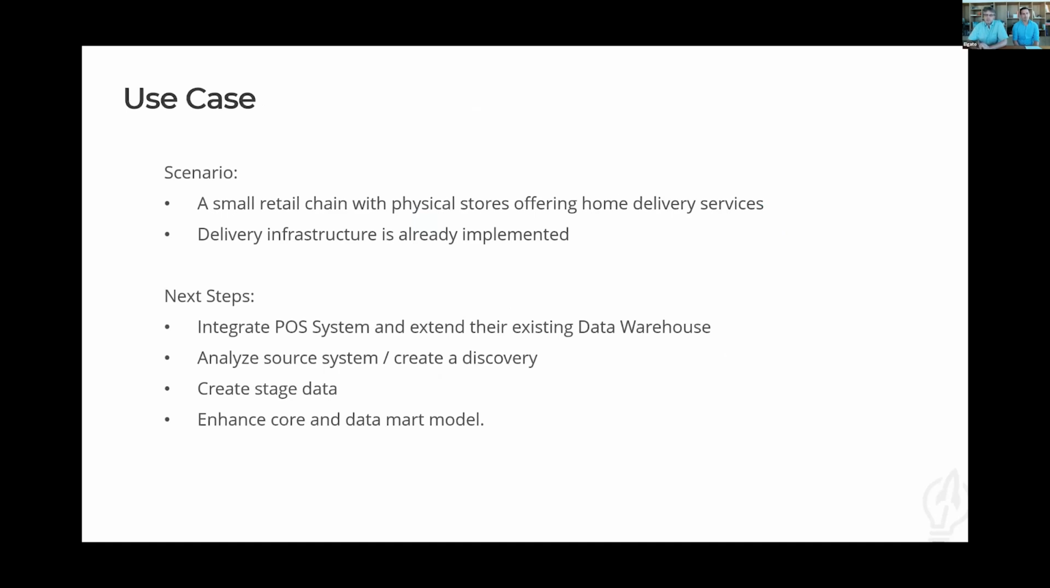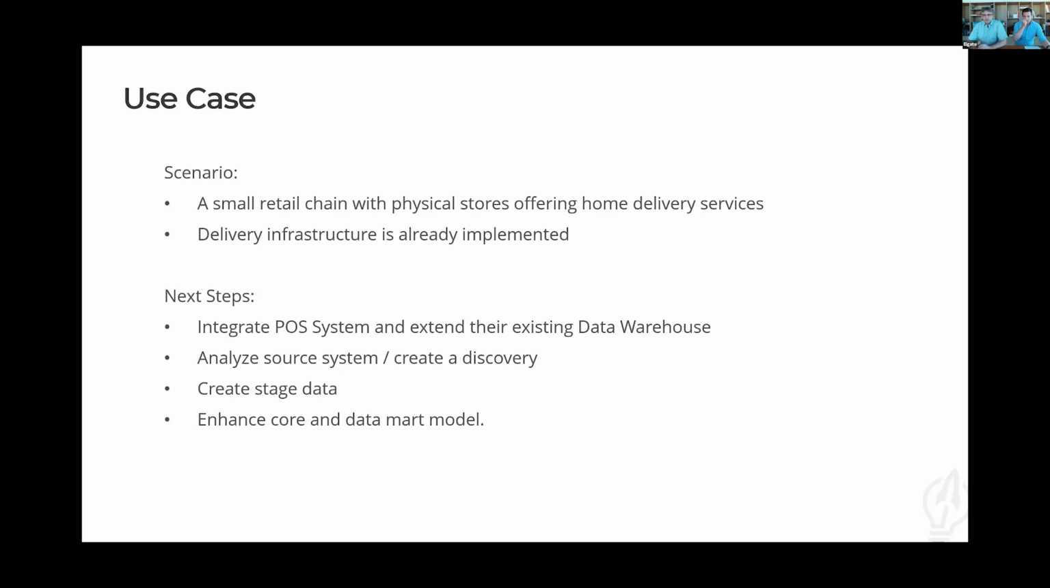What we have is a small retail chain with physical stores, but we also offer home delivery services. The stores, of course, have their POS systems, or the point of sales, or the cash registers. For the home deliveries that we've already implemented, we use the ERP system. The ERP system is already integrated in our data warehouse.